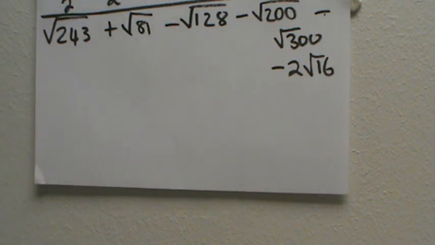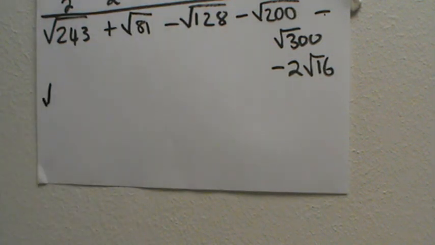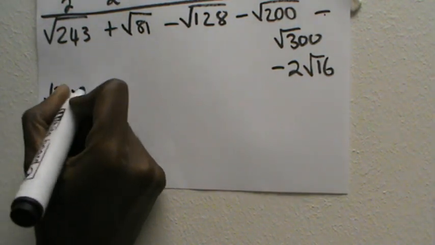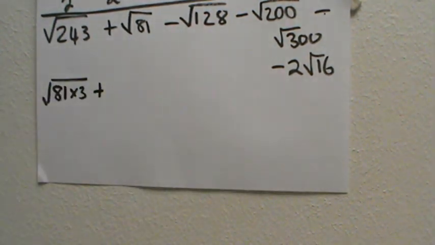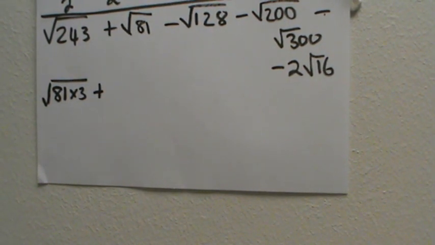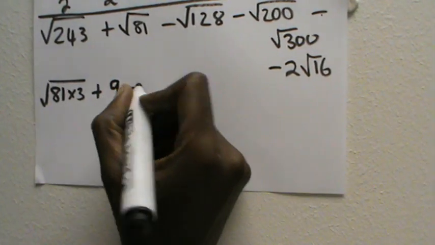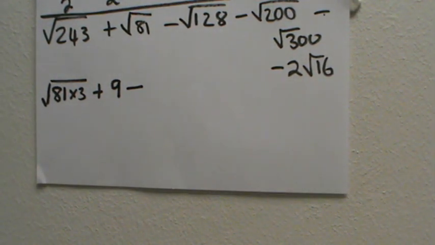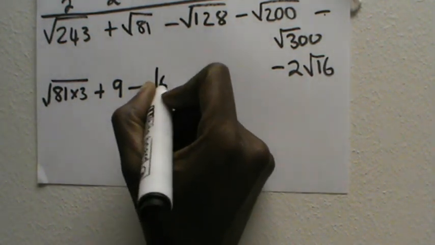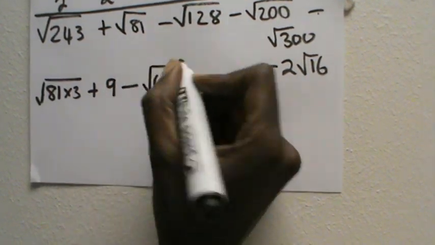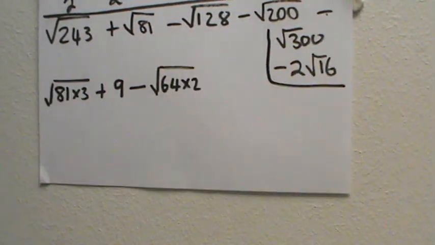Now this one over here, I'll write it just here. I know I can write this as 81 times 3. And then 81, I don't even need to rewrite it because 81 is a square number, so I can just work that out. That is 9. And then here, 128 as a product of a square number and something else. This is 64 times 2. Just need to put this so I don't get confused.